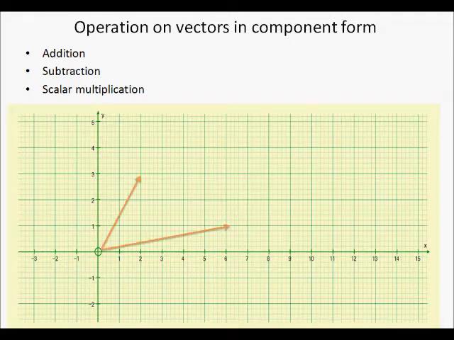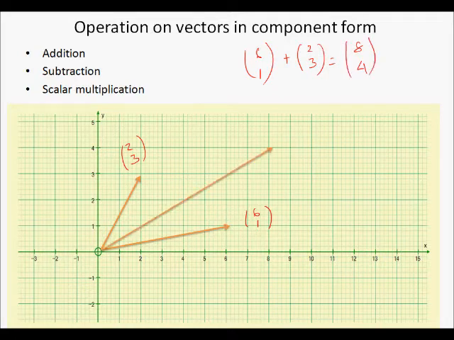We have two vectors, and you know what it is. This is vector (6, 1), because 6 horizontal and 1 vertical, and this is (2, 3). So what happens when you add them? You just add them like this, and you should be getting (8, 4).